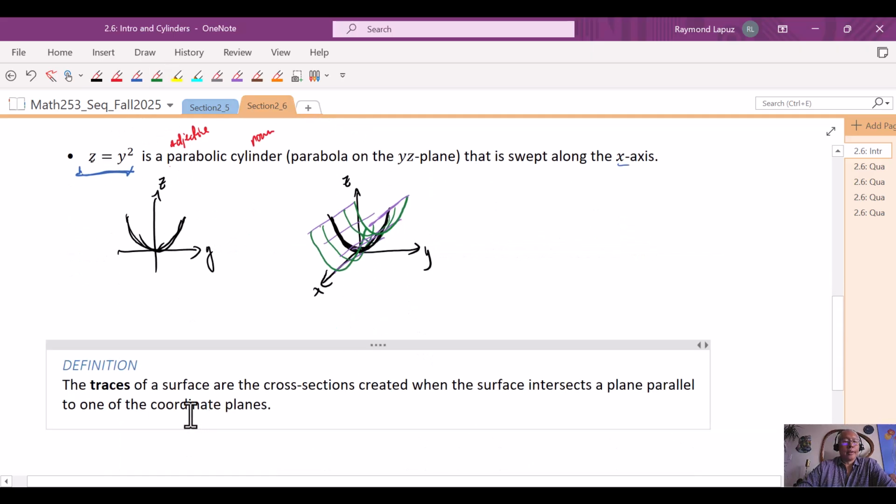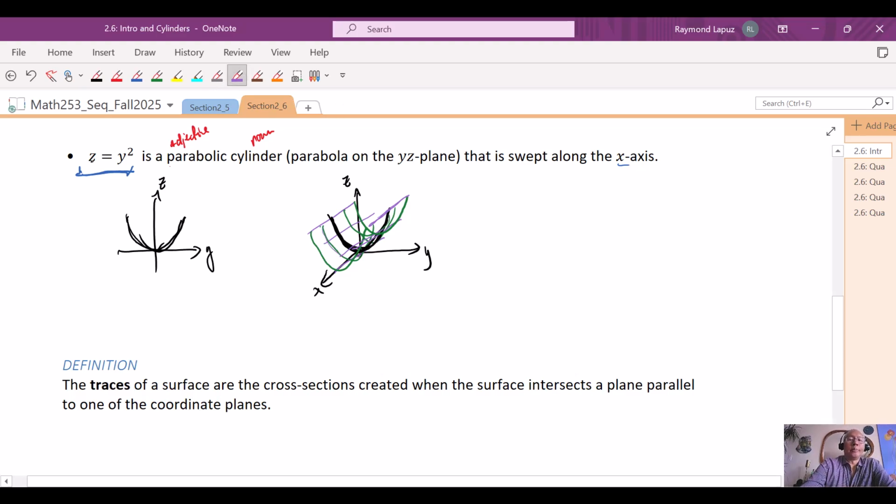Now, just to throw out another definition of things that we've been using already: a trace of a surface is a cross-section that intersects a plane that's parallel to one of the coordinate planes. So if we imagine the YZ plane here, the traces are going to be all these parabolas, and that's why it's called a parabolic cylinder. Okay, all right, good.